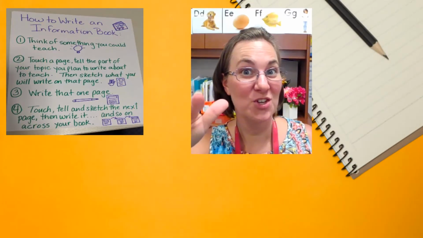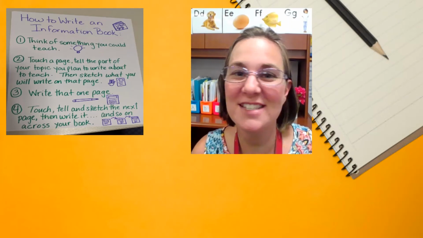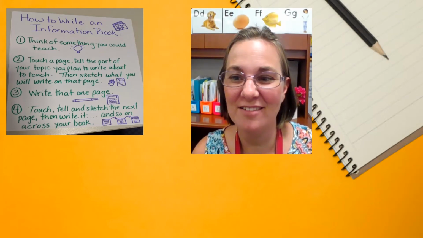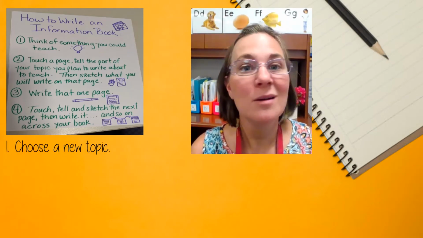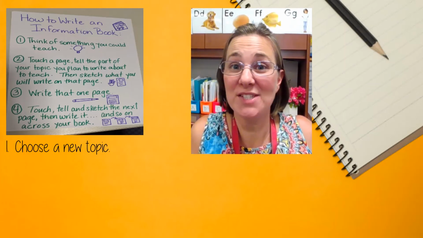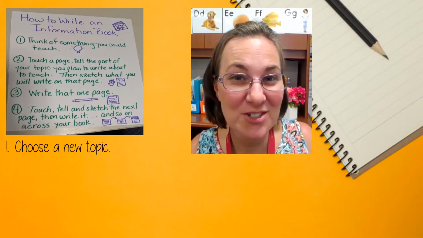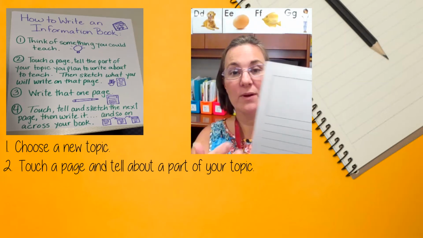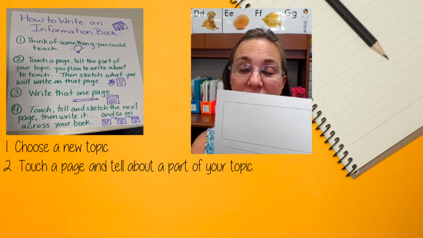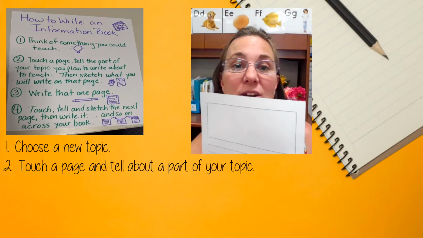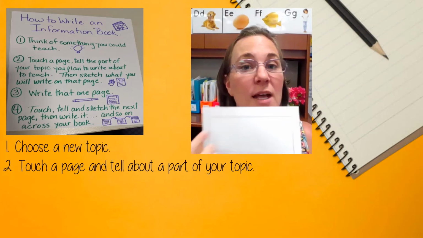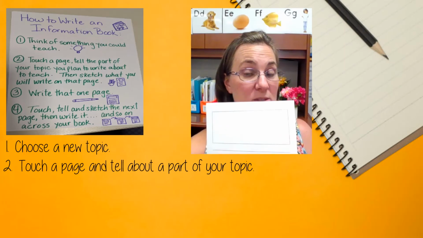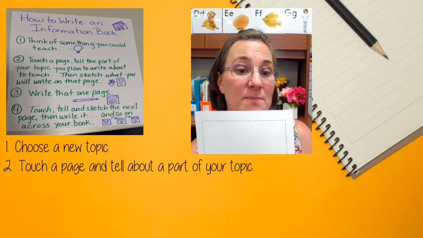Okay, writers, your turn. Time for you to do the same work. Here's your job for today. First, choose a new topic. Most of you have already done that, so you already have step 1 finished. Once you know what your topic is, touch a page and tell about part of your topic. Remember, you're going to write that at the top of the page, and it's the big idea about your topic that's going to be on the whole page. Like mine was my backyard because the whole page was going to be about my backyard.